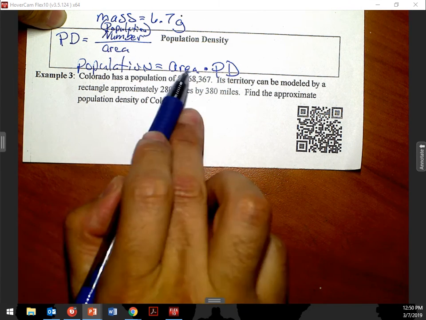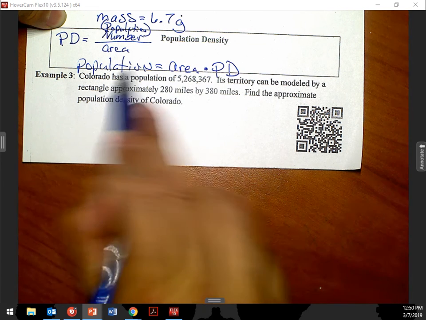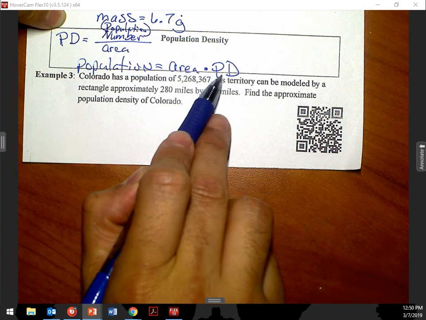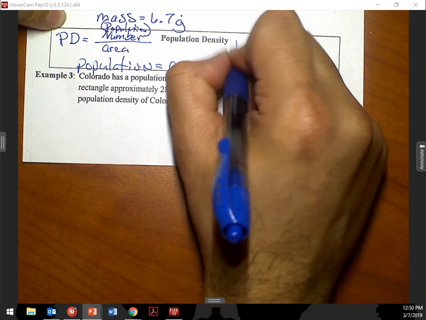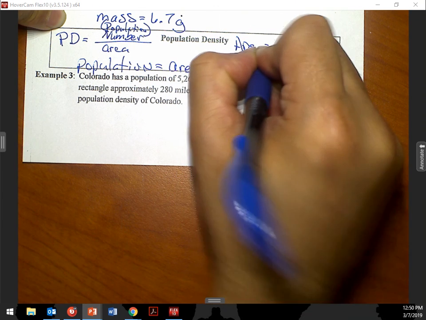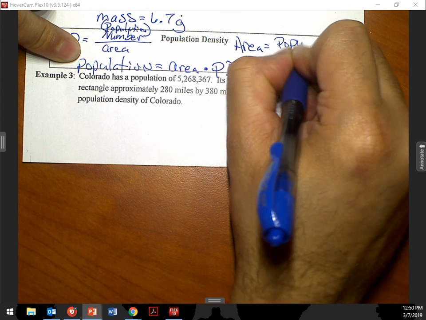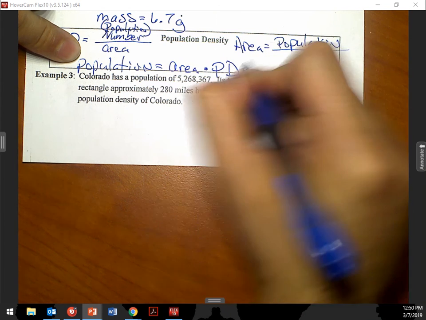Okay, so now if I have it like this, area, what would I do to figure out the area? Divide by population density. So I can say area is equal to population divided by population density.